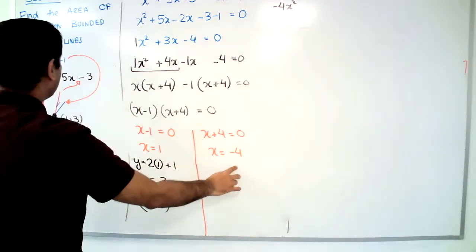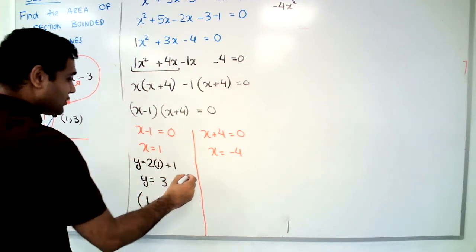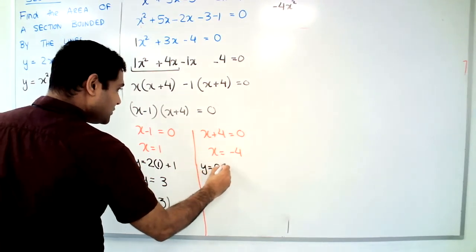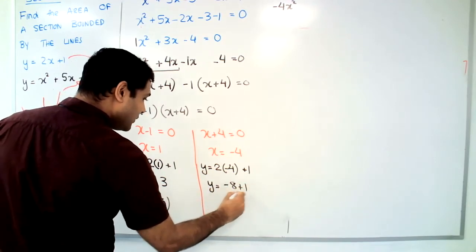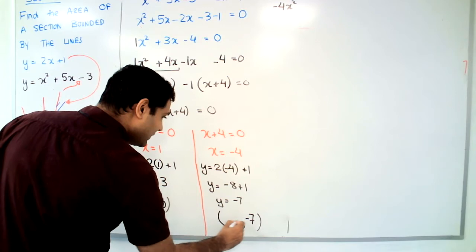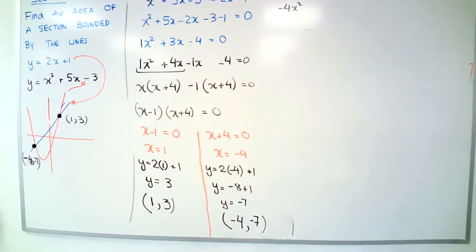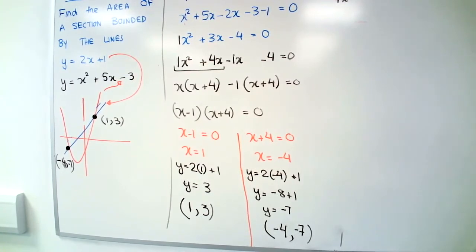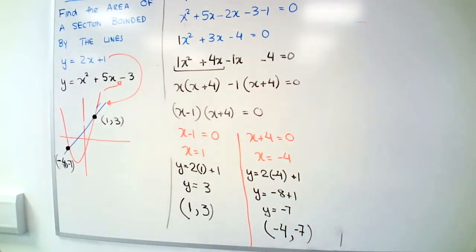Now I need x equals minus 4. I need to put it back into this equation. I can put it in any equation and it gives me the same, but the top one is easier to do. So I can do y equals 2 times minus 4 plus 1. So that will give me y equals minus 8 plus 1, y equals minus 7. So the point of intersection is minus 4, minus 7. So this is the point of intersection. Now I've got the points of intersection, minus 4, minus 7 and 1, 3. Now what we do next is, I'm just going to clear the screen.